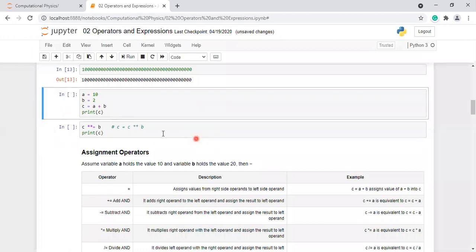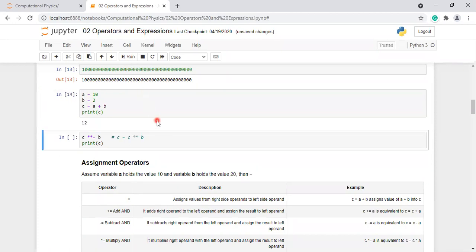Next, A equals 10, B equals 2, C equals A plus B. A is assigned 10, B is assigned 2, C is equal to A plus B. How do you print C? What will be the output? The answer will be 12, because variable A holds the value 10, variable B holds the value 2, and C is A plus B.